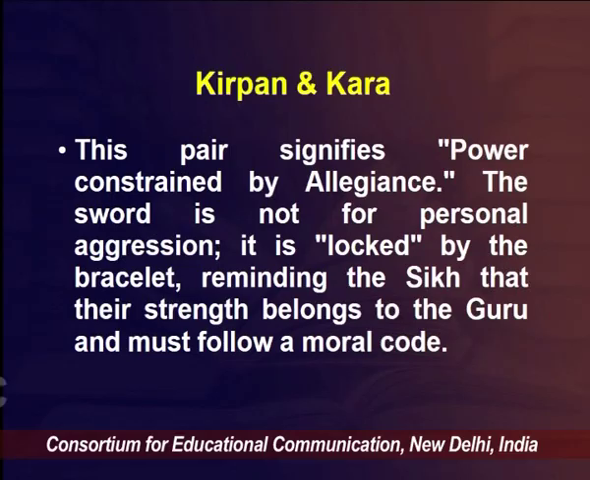So, basically there is a kind of duality: you have a weapon, which is your kirpan, but that kirpan is symbolic only for the protection of the community. And how are you going to control it? Because you are going to look at the kara, which is binding you, and you will not misuse the power of the sword for your individual vested interest. So, this pair of the kirpan and the kara signifies power constrained by allegiance.